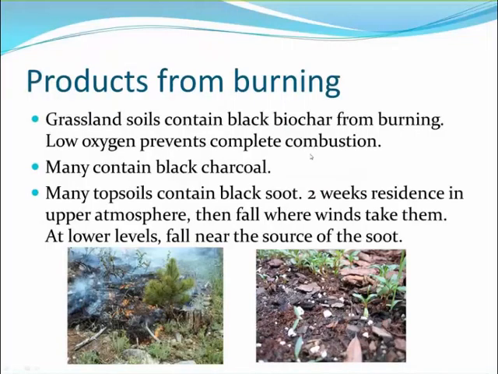So we have grassland soils, and they contain black biochar, and this is from burning. And when you get thick amounts of grass on the soil surface, it's like hay. When you cut hay and you windrow it, you then have to turn it. And the reason you turn it is so that the bottom can dry out. Otherwise, moisture gets trapped underneath and the hay begins to rot. Well, the same thing happens in a grassland.